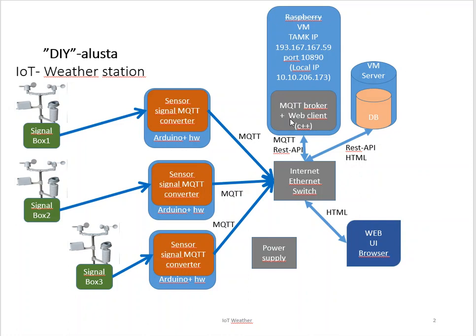We will have here in the virtual machine or Raspberry Pi this MQTT broker, Mosquitto broker, and then we will have this web client gateway software which will receive the MQTT messages and send those forward to the REST API interface to get the measurements to our database. So next we are looking at how this part is working.